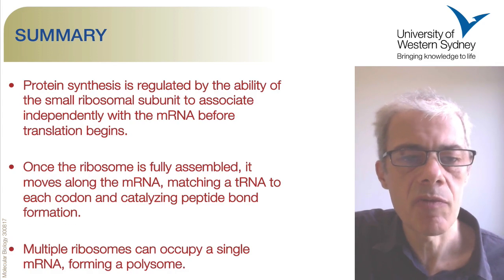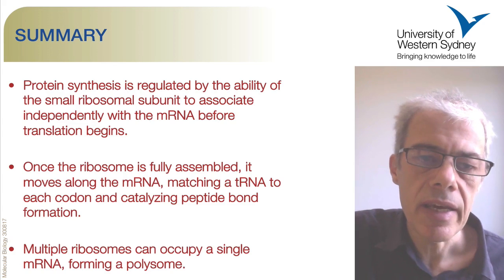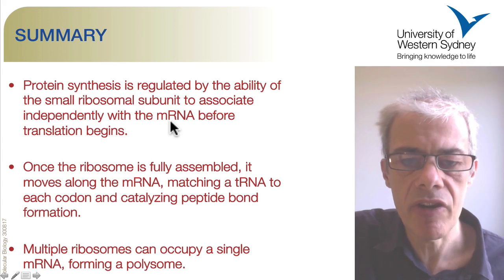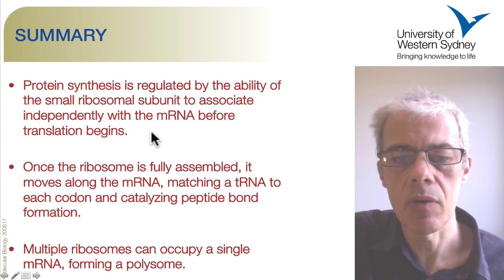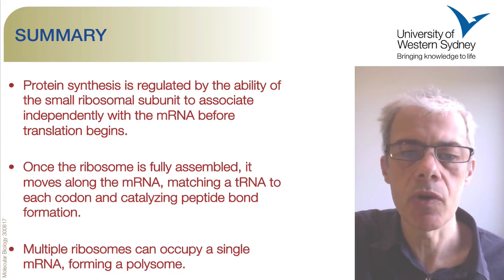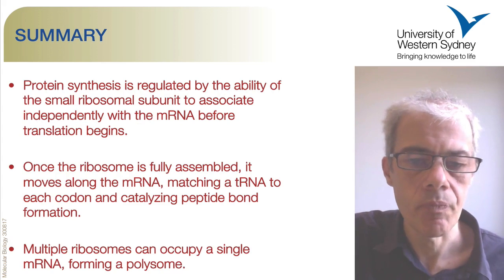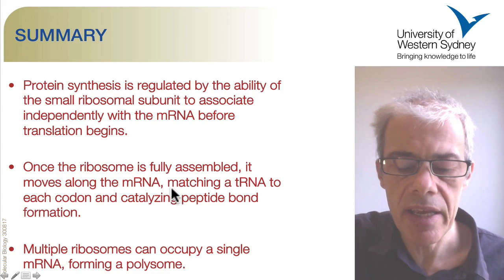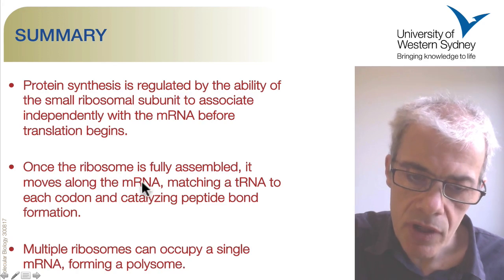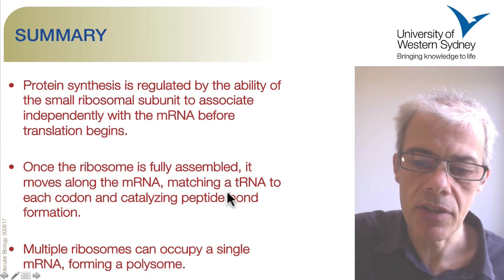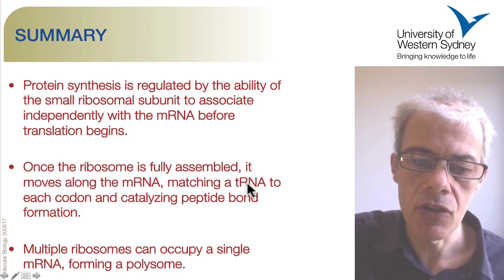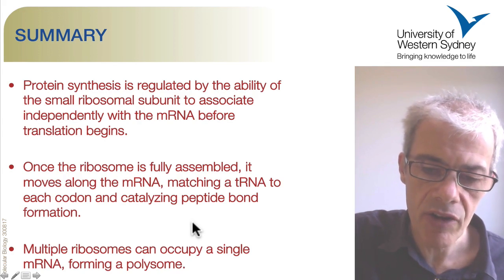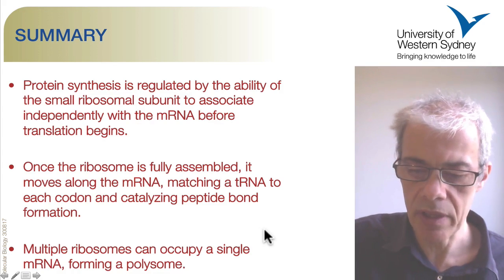To summarize the process of protein synthesis, then effectively it's regulated by the binding of the small subunit to the messenger RNA before translation begins. So we assemble the machinery before we start the machinery, effectively. And once the ribosome is fully assembled, it then moves along the messenger RNA, and as the ribosome moves along the messenger RNA, it matches individual transfer RNAs to the codon of the messenger RNA. And on a single messenger RNA, you can have multiple ribosomes performing this process.